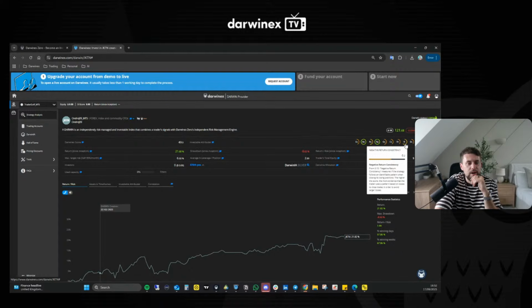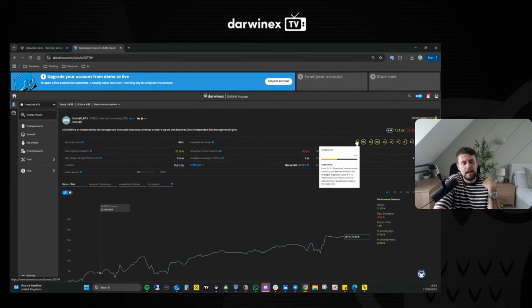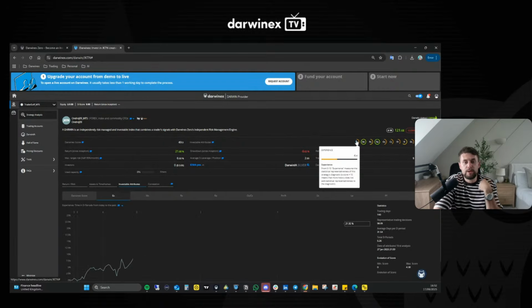Now, what we have over here is investable attributes. Again, some of these are already on Darwinex Zero, which we'll go through, but there are some unique ones on here as well. And I think every trader, when they're taking a look at their record, should look at both. For example, there are things on here like your capacity, which isn't available on Zero. And I think it's super, super useful to know this stuff.